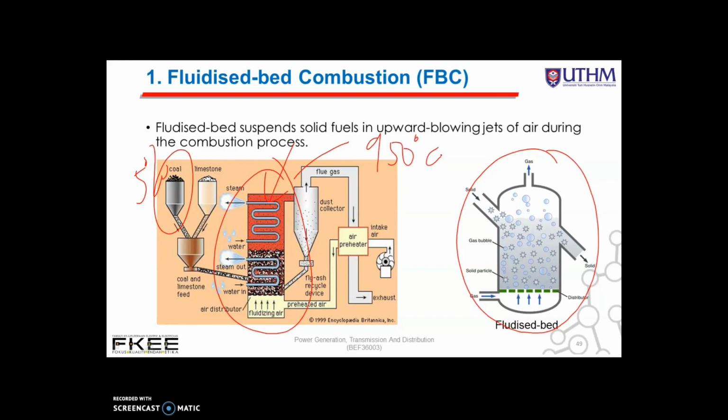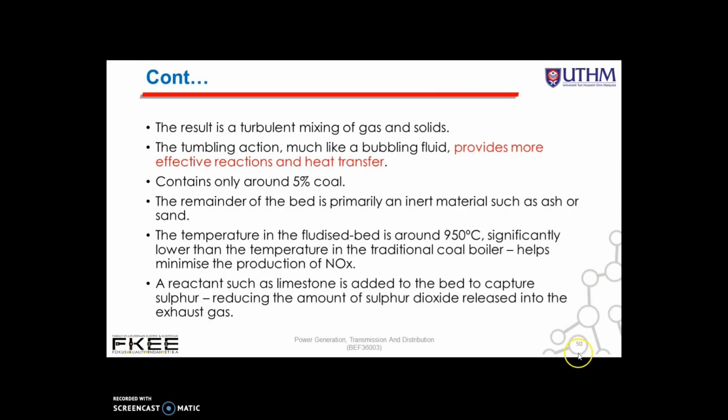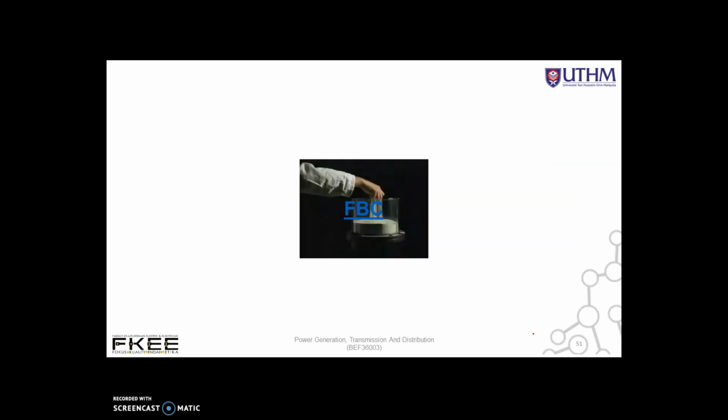And then you can see here we also have the limestone. A reactant such as limestone is added to the bed in order to capture the sulfur. Therefore, it can reduce the amount of sulfur dioxide released into the exhaust gas. So this is the process of the FBC method. This is the explanation about the FBC method. There is a video that I will share with you later on.